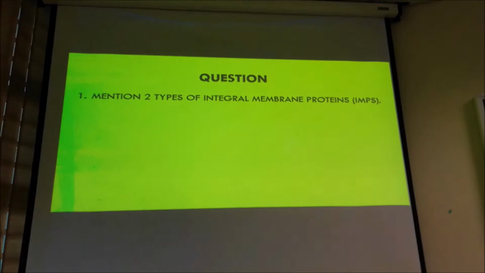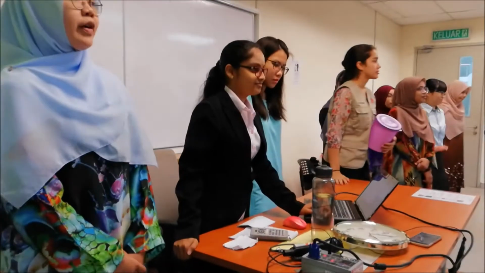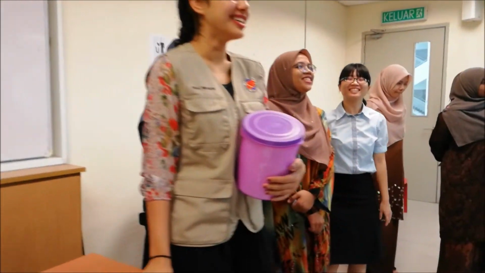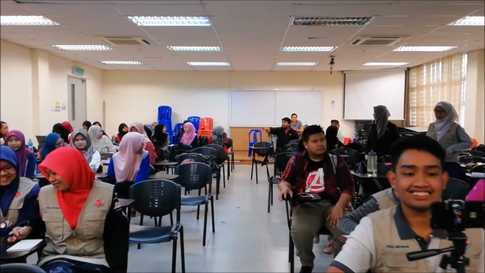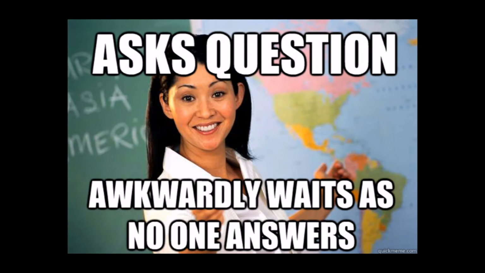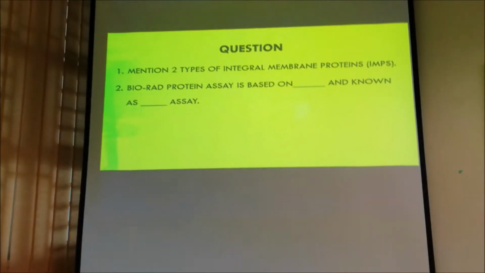Okay, let's go for our first question. Mention 2 types of integral membrane protein. Anyone can answer? Kevin. Protein, cytosolic membrane associated protein, and another one is lipid linked protein. Okay, no chocolates. So the second question is, Bio-Rad protein assay is based on dash and known as dash assay. So what are the answers?